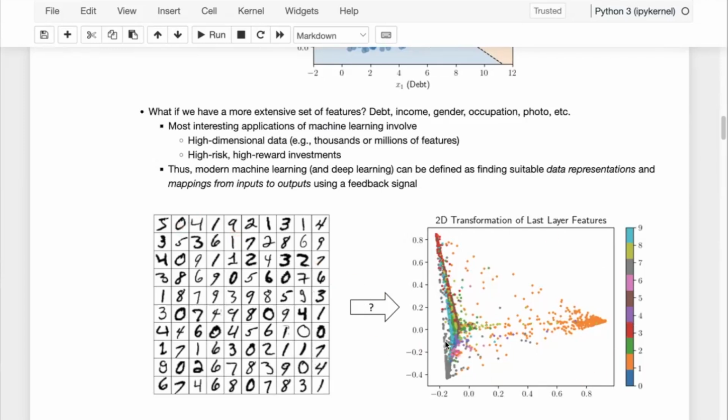So here you can see that we have used some form of neural networks, even though I've not officially defined them yet. And each circle or point here is one of these images in a two-dimensional space. And we have color coded them based on the digit that they represent. We have 10 digits, right? So 0 through 9.